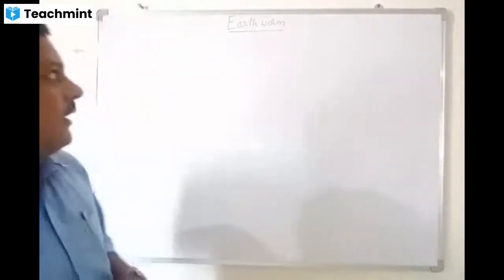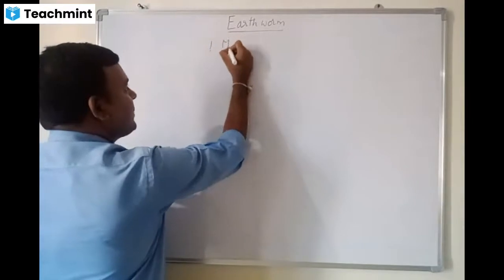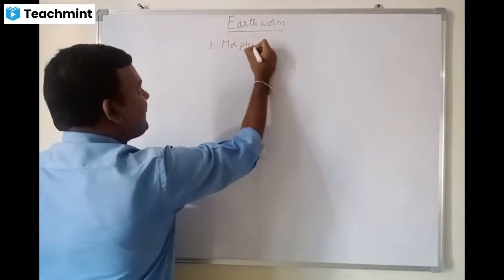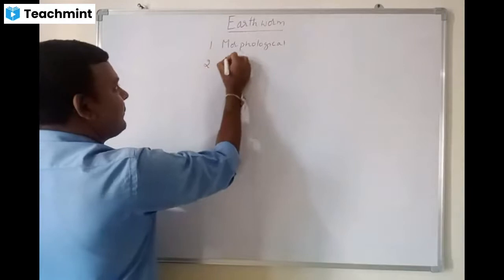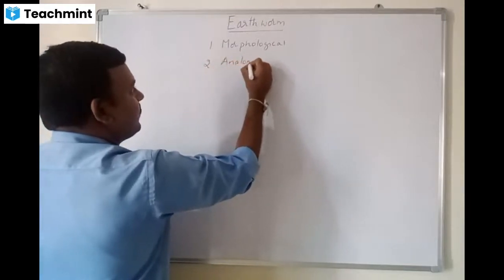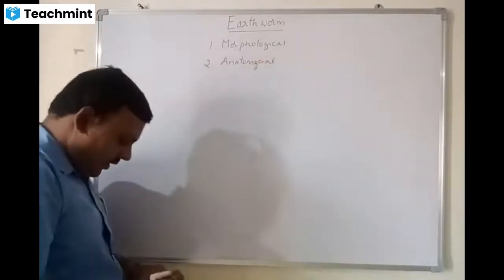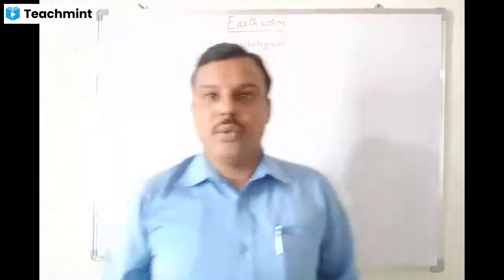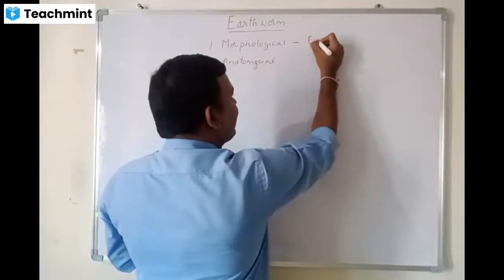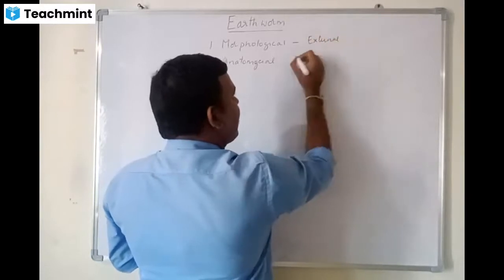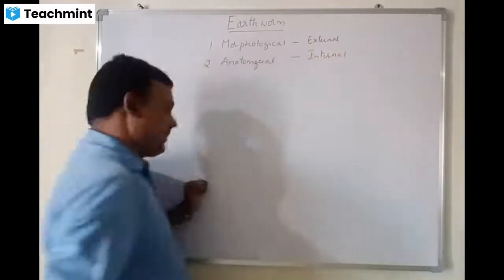So when we study type study of earthworm, we see both morphological features and anatomical features. So when we study the structures, we study both morphologically and anatomically. Morphologically means external features, whereas anatomical means internal features, and we also study the functions of different systems.